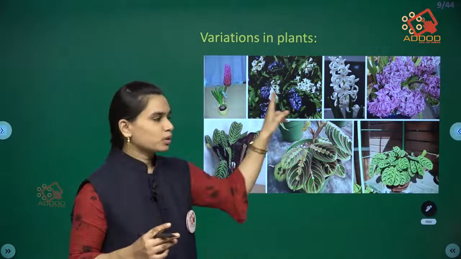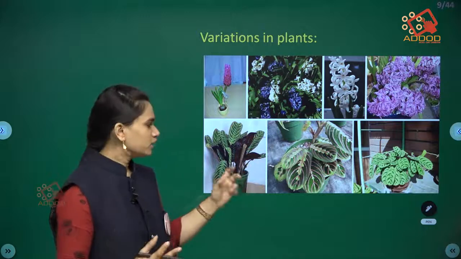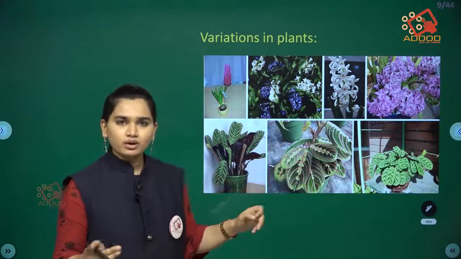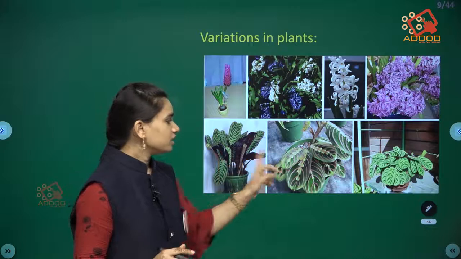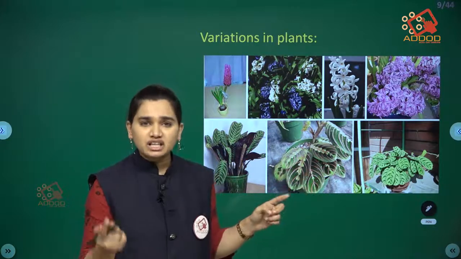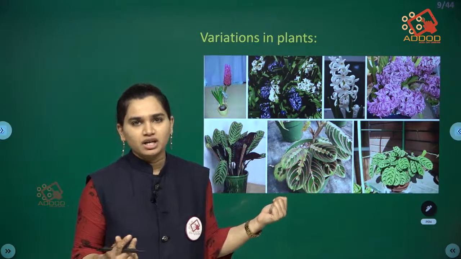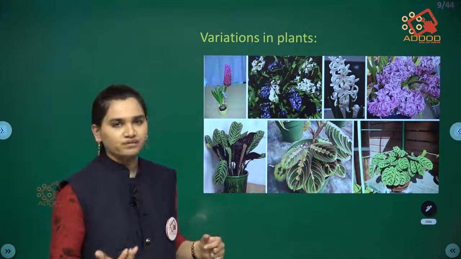So hence this is one example of variation. Similarly, when you compare these three pictures, they are of the same plant, but the shape and the color of the leaves that they are producing is different. So that is another example for variation.